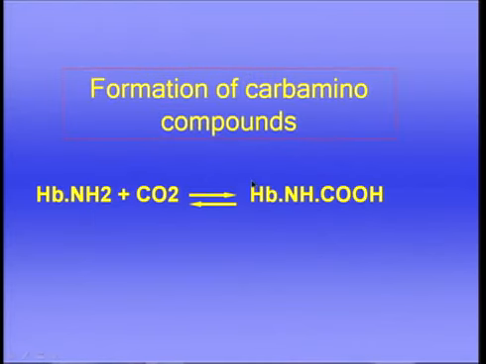Let's turn to carbamino compounds. It turns out that carbon dioxide can link with the terminal amine group of proteins in the blood. And the most important protein by far is hemoglobin. So carbon dioxide links with hemoglobin in this way and forms what is called carbaminohemoglobin. And there are carbamino compounds with other proteins in blood as well, but they're not nearly so important.